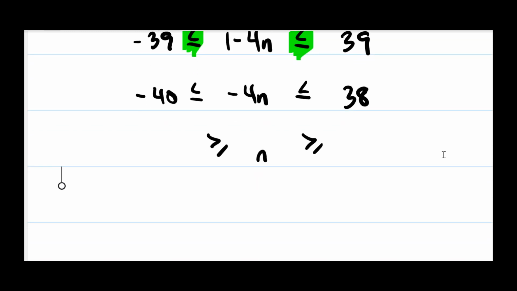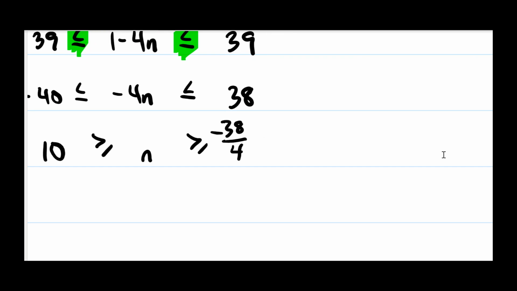So when I divide both sides by negative 4, I'm going to have 10 on the left side, and then on the right side, I'm going to have negative 38 over 4, but I've got to reduce that. So let's just think about that for a second. 38 over 4, and I have a negative sign, so it's going to be negative 19 over 2. So that's what that is going to end up being here on the right side. So negative 19 over 2.